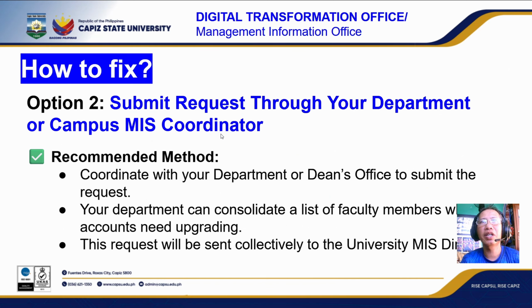The second and most recommended option is to submit your request through your department or campus MIS coordinator. Here's how it works. Coordinate with your department chair or dean's office, who will gather a list of faculty members whose accounts still need to be upgraded. Once consolidated, this will be forwarded collectively to the University MIS Director for processing. This method ensures a faster, more organized, and consistent update for all faculty members within your department or campus.